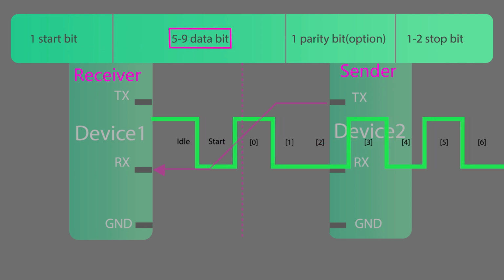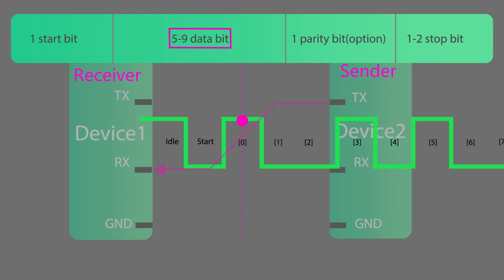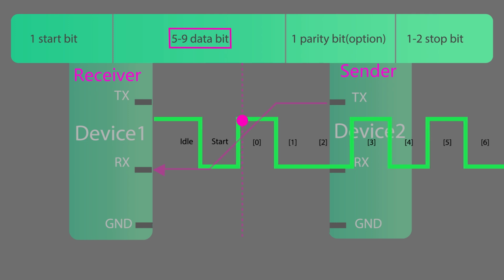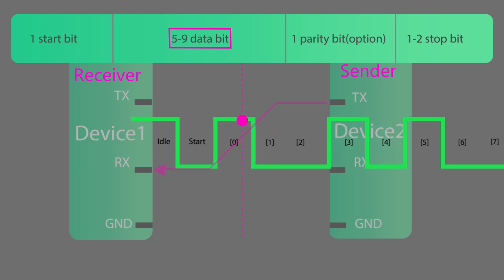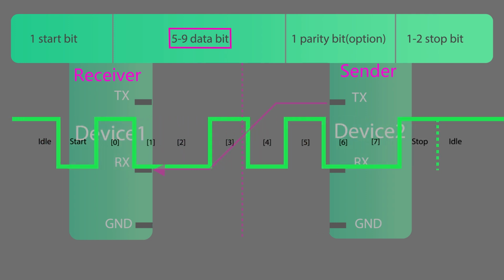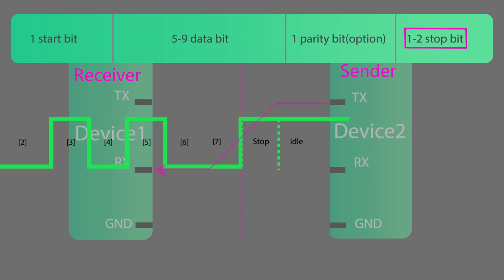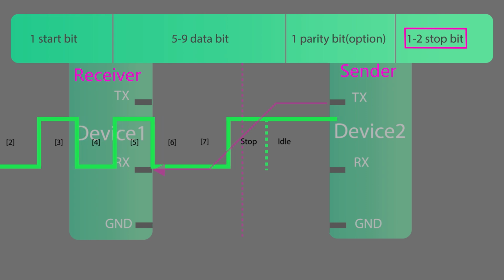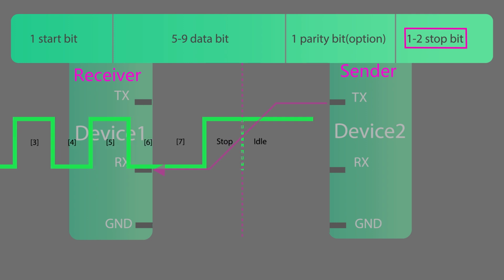Next, the sender starts to send data. The receiver starts sampling the data in the middle of a bit data period. Plus, if you want to be sure of the data correctness, you also can sample multiple times during a bit data period in case of any interference signals. Then the sender sends a stop bit after the sampling is done to tell the receiver the data has been sent completely.